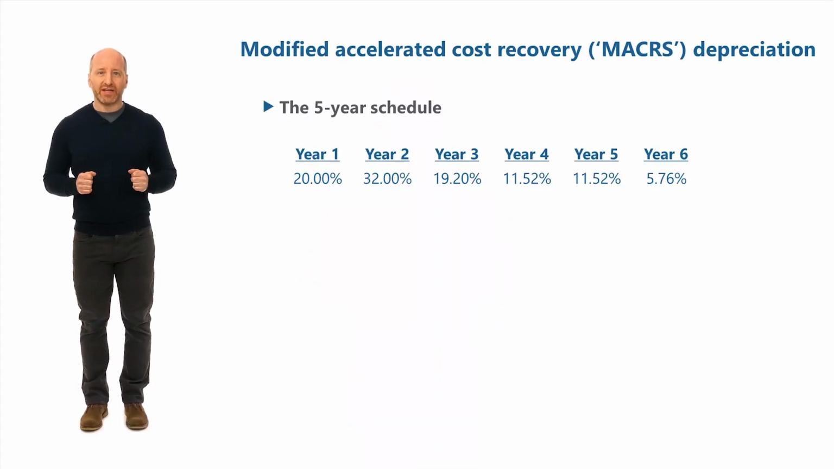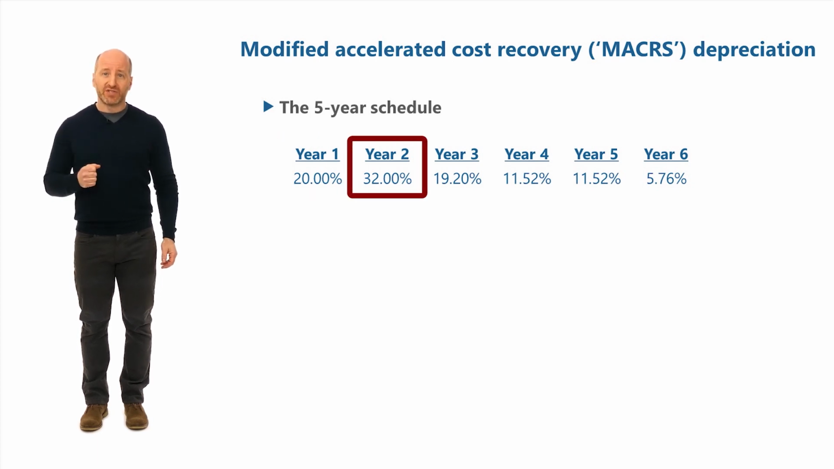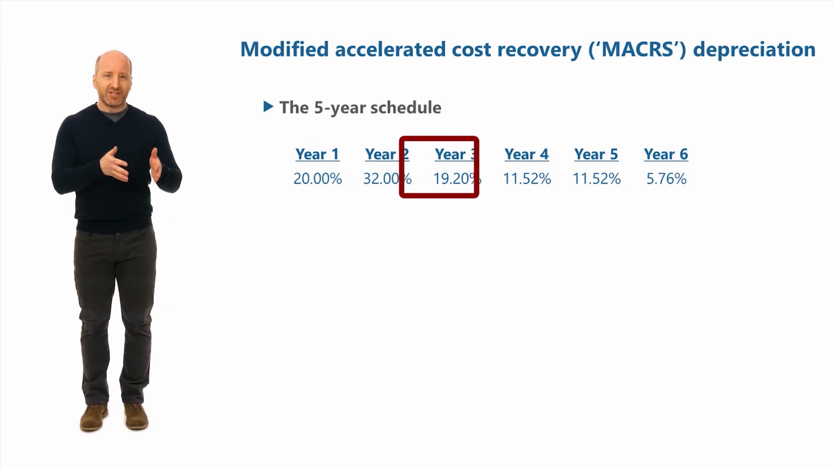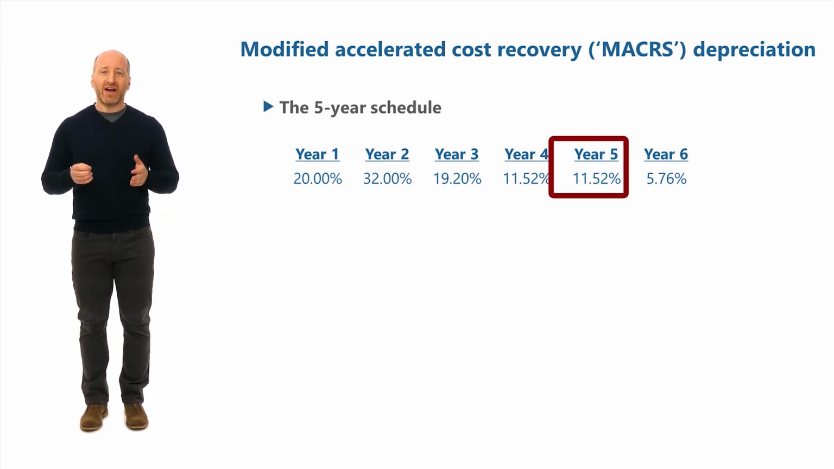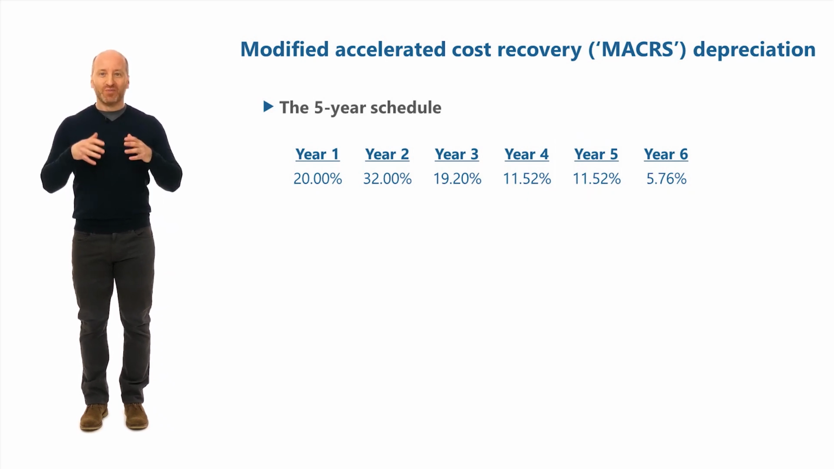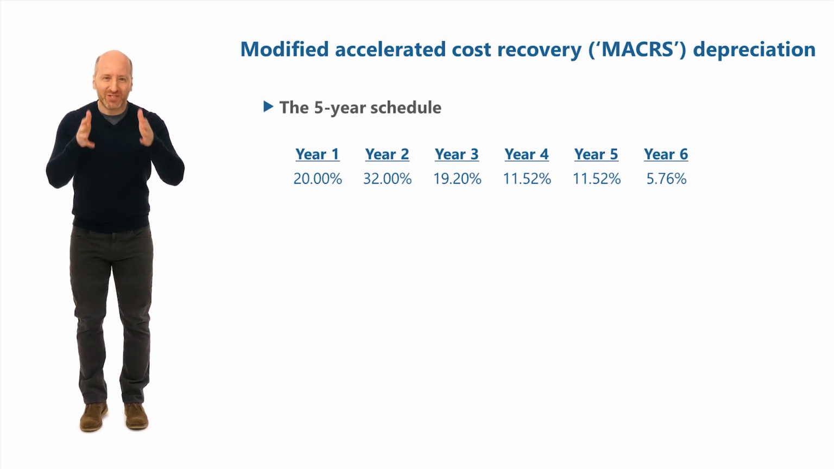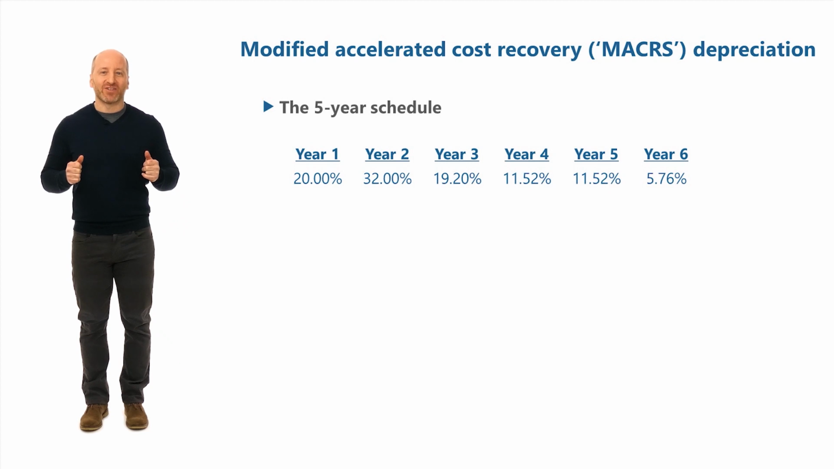So you can see on the screen, the 5-year schedule is 20% in year 1, 32% in year 2, 19.2%, 11.52% in year 4 and 5, and finally 5.76% in year 6. And if you're looking at it kind of funny, because it's supposed to be a 5-year schedule, know that it extends for 6 calendar years because there is something called the mid-year convention. We assume we started in halfway through year 1.